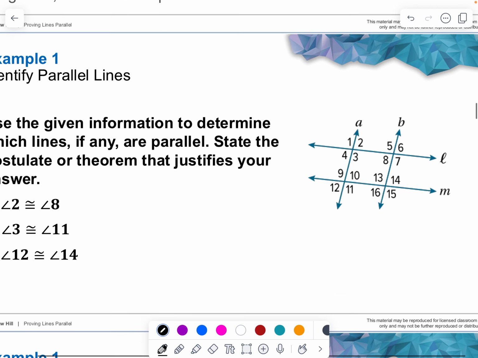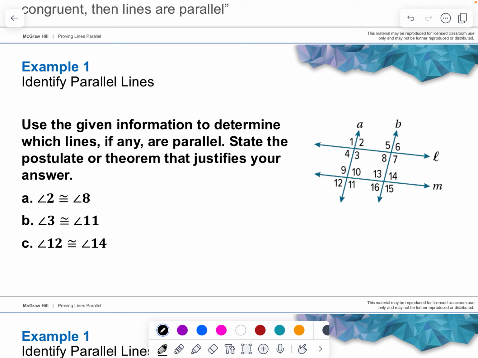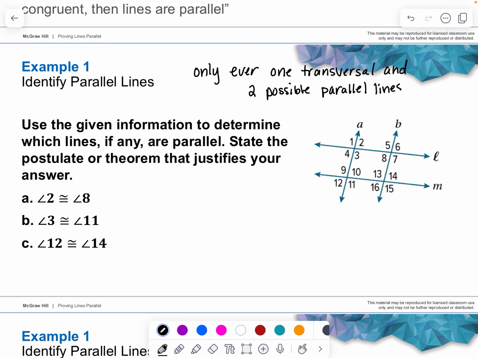Okay. Look at this. There are two sets of lines. There's a line here, a line here. Remember, there's only ever one transversal and two possible parallel lines. Okay. Since there are 4 lines in this diagram, one is extraneous, or it's not possible.